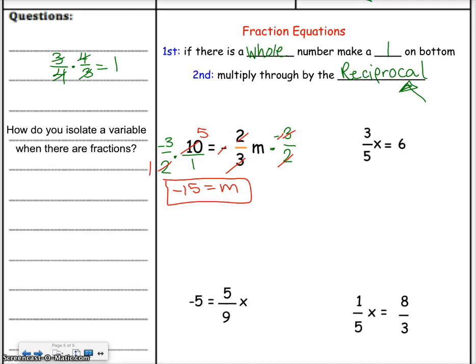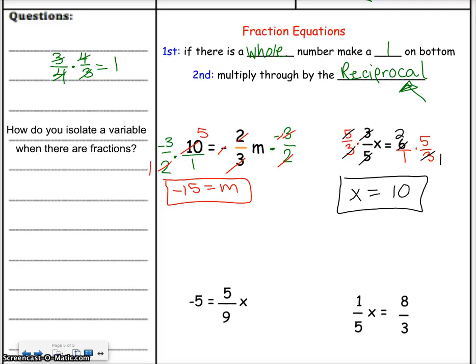Okay? Second one is easier than the first one, because you don't have that negative. Make a 1 on the denominator. What I want to get rid of is the 3/5. I want to get rid of that because that's what's by the variable. So I'm going to times through by 5 over 3. I'm going to do it to both sides because you have to maintain that balance. Cancel, cancel, cancel, cancel. And you're left with x equals, and then I can cross simplify. Top times top, 2 times 5 is 10 over the bottom, but that's just 1. So it's x equals 10.